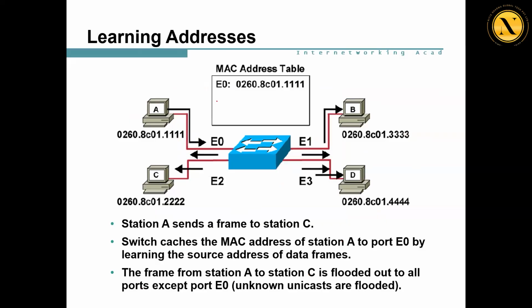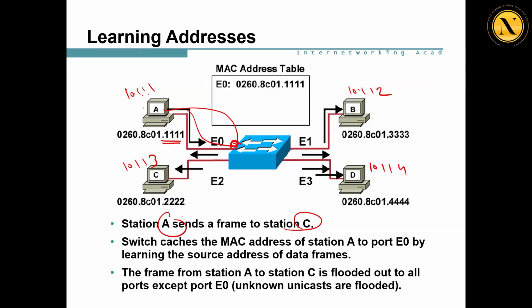So how does it learn? When does it learn? Now let's say A is sending data to C. So let's say this is 10.1.1.1. Let's say this is 10.1.1.2. Let's say this is 10.1.1.3, and this is 10.1.1.4. A is pinging, let's say, 10.1.1.3. What will happen? That will come inside this port.